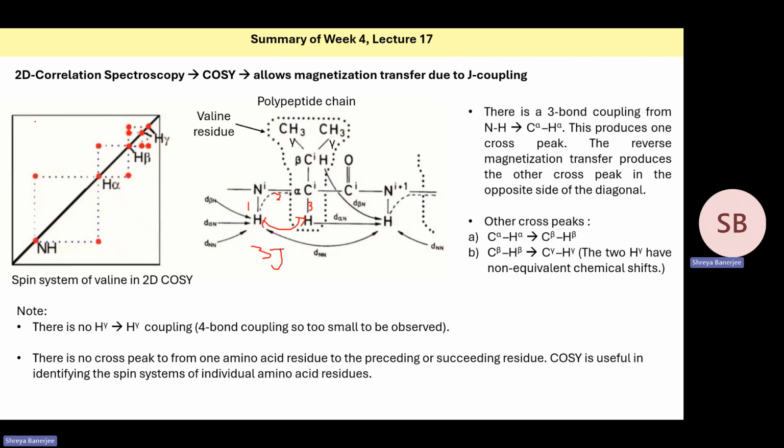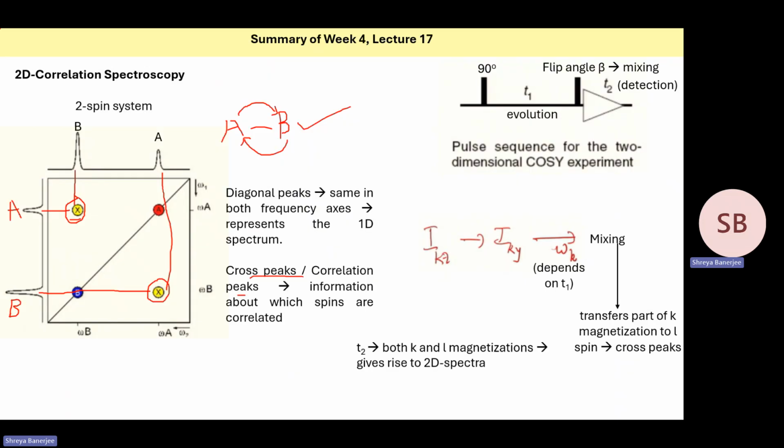Here, for simplicity, the 1D spectra is not shown. There is one peak here, which if you come down to the diagonal, is the NH peak. Instead of showing the 1D spectra, they have simplified it and shown the diagonal peaks, because we just saw that the diagonal peak is the same as the 1D spectra.